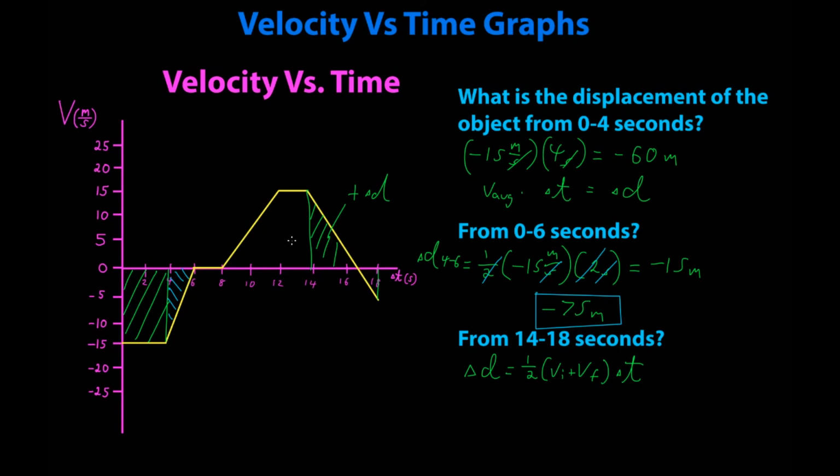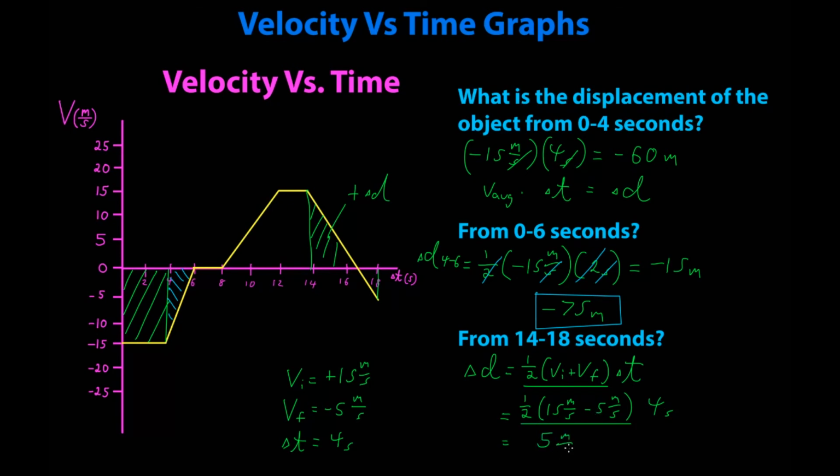From 14 to 18 seconds, Vi is positive 15 meters per second. Vf is negative 5 meters per second. Time from 14 to 18 is 4 seconds. Keep in mind what I just underlined is average velocity. I'll get that first. 1/2 times 15 meters a second plus a negative 5 meters per second, times 4 seconds. 15 minus 5 is 10 divided by 2. So the average velocity is 5 meters per second times 4 seconds. My seconds now cancel, and I get a displacement of 20 meters.